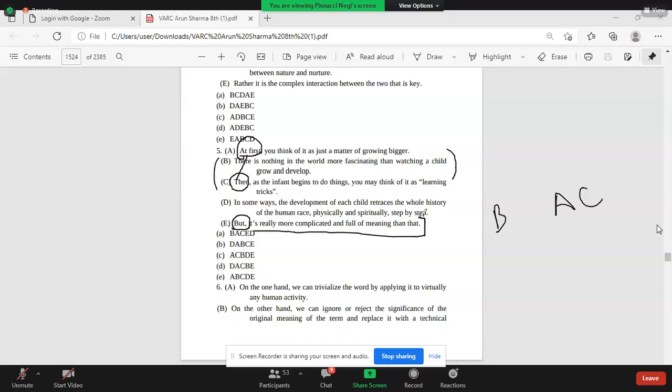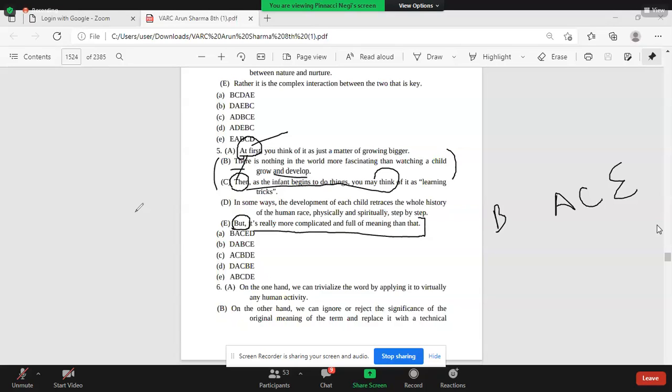तो it would clearly follow AC. Why? देखिए, what do they say? First they talk about child growing and developing, then say at first you think, right? Then you might think this. अब E इस पे contrast करता है. You might think this, but it is more complicated than what you think, isn't it? So clearly E would come here.